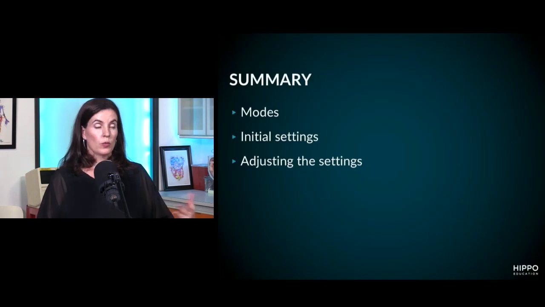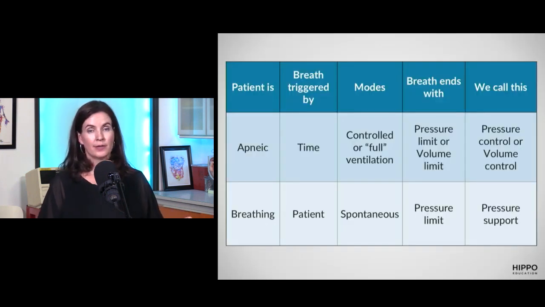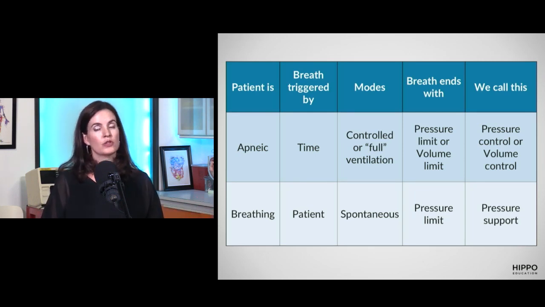So what we've walked you through is an overview of the modes, the initial settings, and adjusting those settings. I'm going to remind you of the high points, because sometimes it's useful either just to snap a picture or to write this down to keep it in your memory for the next time you have that intubated patient. In general, in the emergency department, after you've done your rapid sequence, your patient is paralyzed, so you're going to use full ventilation. The breath is going to be triggered by time, and then you're either going to set a pressure limit or a volume limit, and we'll call that pressure control or volume control.